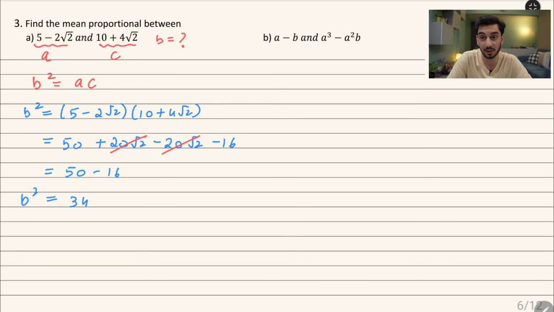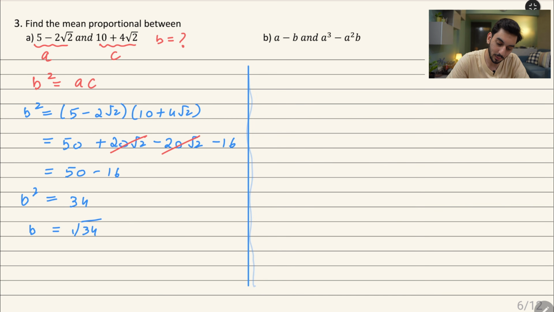I did not need B square, I need the value of B. So if B square is 34, B would be square root of 34, and I can keep that answer as it is. Or if you have the log tables, you can obviously use them and find the value of that thing. Okay, let us move ahead to the next one.